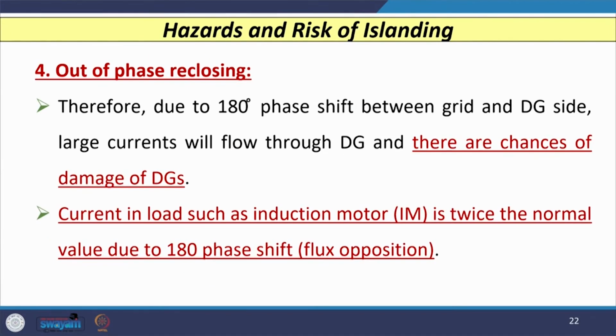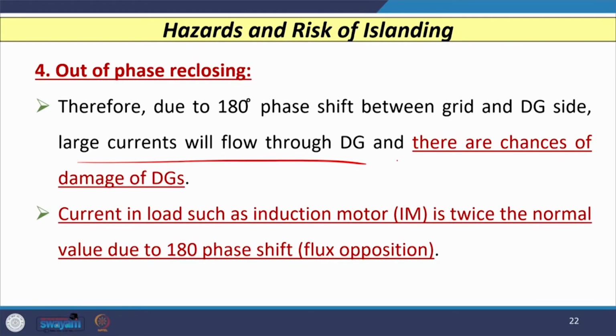So, that means due to the 180 degree phase shift between the grid side and DG side, if you reclose the circuit after the occurrence of an islanding, then large currents are going to flow through the DG and there are chances of damage to these distributed generators. Moreover, currents in loads, for example in induction motors, become almost double the normal value because of this 180 degree phase shift, due to flux opposition. So, these loads or induction motors can be damaged.